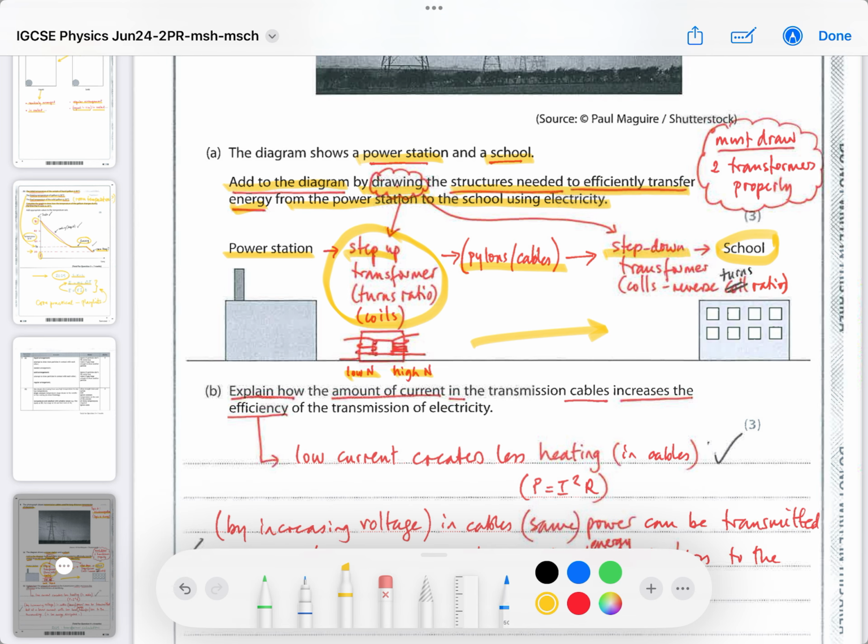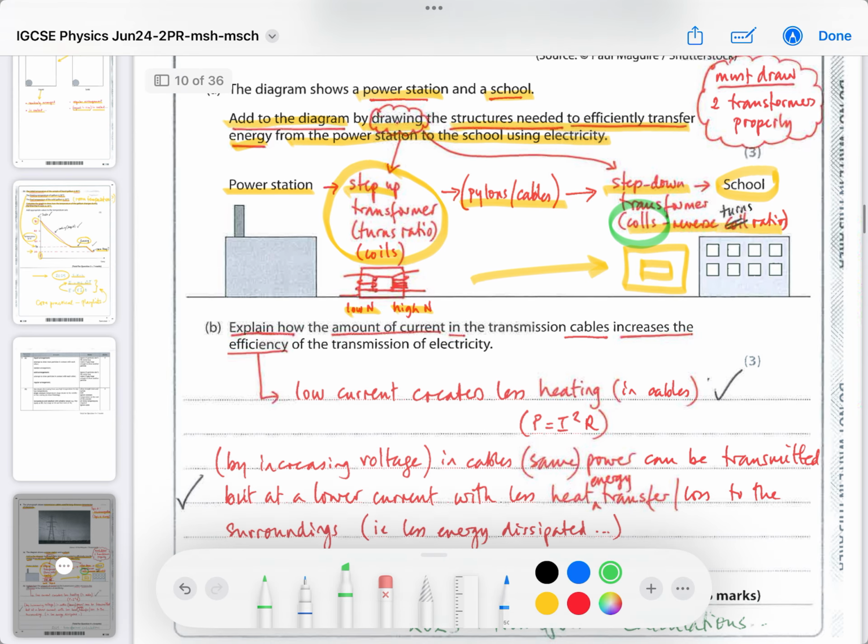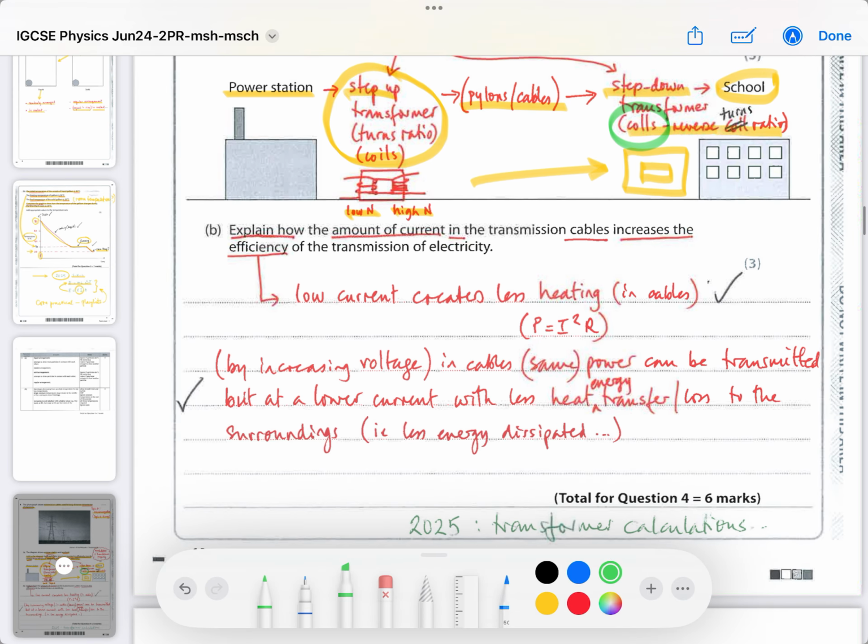So here the coils turns, this is meant to say coils reverse turns ratio. So if this steps it up, say, 100 times, this one will be stepped down 100 times. So you need to draw a second transformer there and draw the coils as well. Okay, so it's important to clarify that they want it drawn, not just a block diagram saying it's a step-up transformer. So I wouldn't get the full marks because I've only drawn one of the transformers, but I would get a mark for labeling step up and step down.